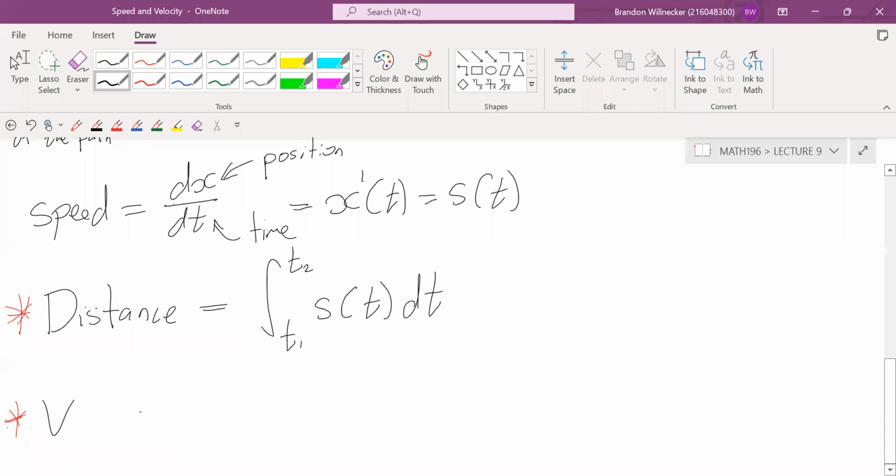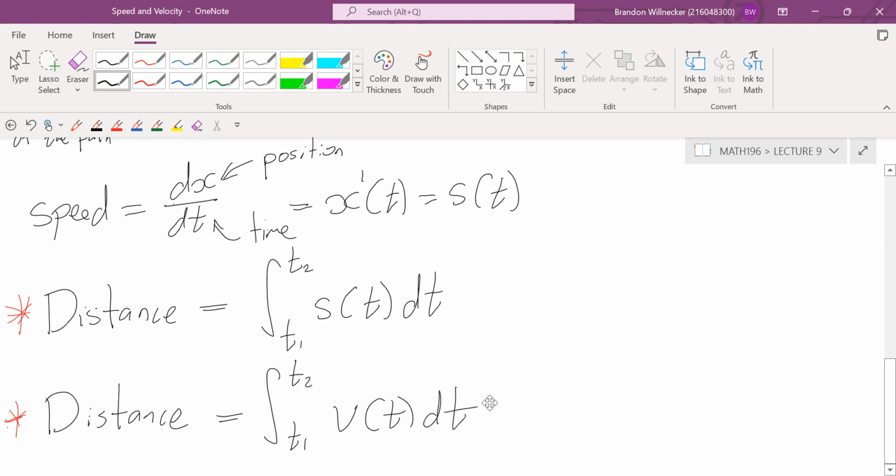Sorry, jumping ahead here. Distance equals the integral from t1 to t2 of the velocity with respect to time. Now remember the difference between speed and velocity. Speed is always positive. So when you integrate up your speed, you're going to get a nice positive value, which will be your distance. However, velocity can be either positive or negative. So what happens if the object is always moving to the left? Well, then the velocity is always negative. And if we're integrating up a negative function, we're going to get a negative distance. That doesn't make any sense.